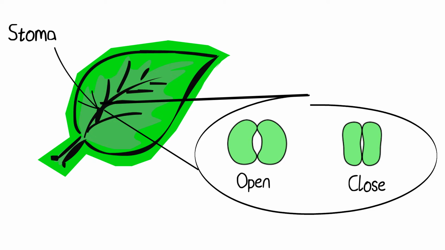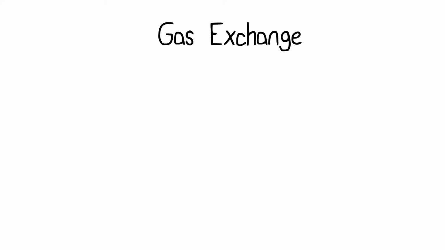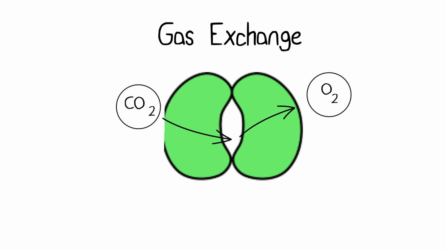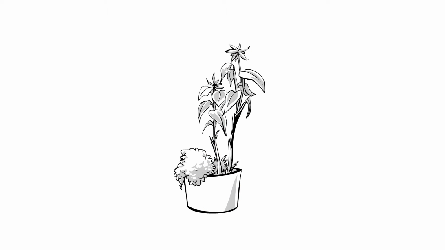The leaves of a plant have pores known as stoma. The stoma can either be open or closed, depending on the swelling of the guard cells. Gas exchange in plants occurs in the stoma. When the pore is open, carbon dioxide is able to enter the cell, and oxygen is able to leave the cell. We have seen how oxygen is released from plants during the light-dependent stage.